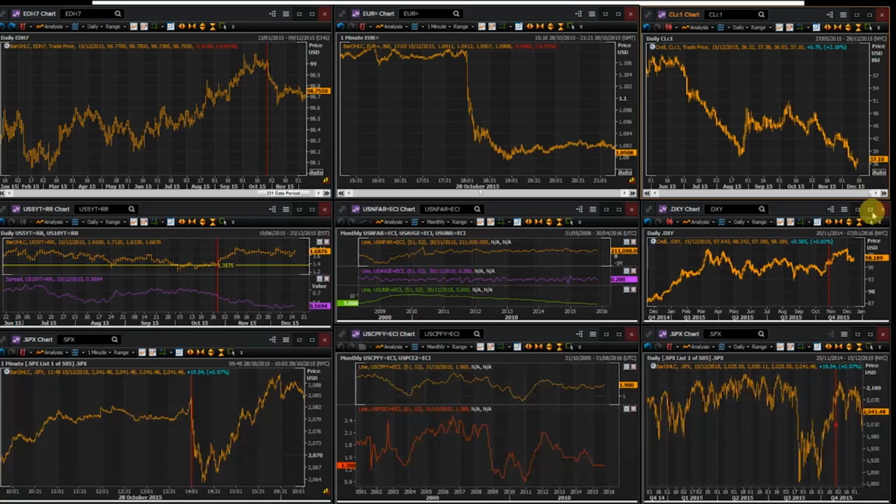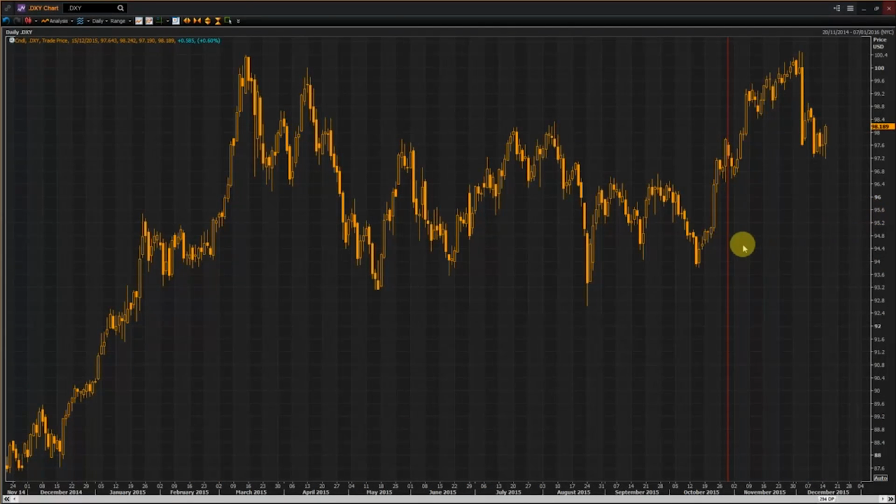Now, if we look at the dollar since the last meeting, yes, we rallied. This is the dollar index. We've rallied quite significantly, maybe 3% initially in a couple of weeks after the meeting, but then have actually come off since, and we're not actually that much higher than where we were prior to the last FOMC meeting.